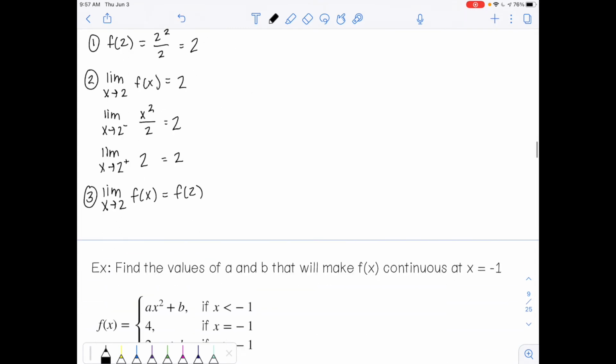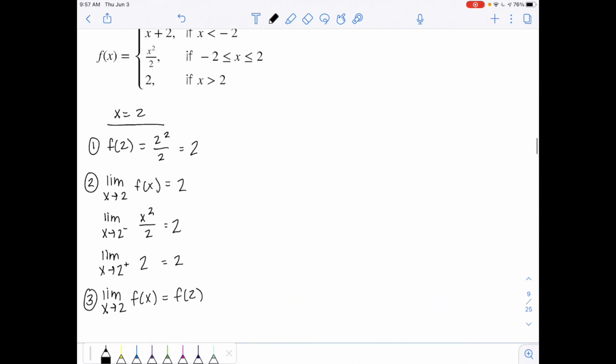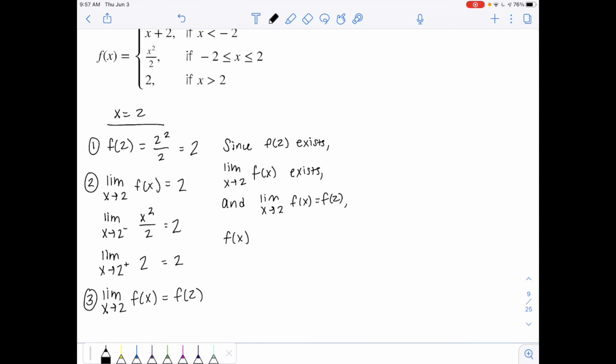Right, we can say that the function is continuous. So I guess I can just write that over here, right? Since f of 2 exists, the limit as x approaches 2 exists, and the limit is equal to the function value, f of x is continuous at x equaling 2.